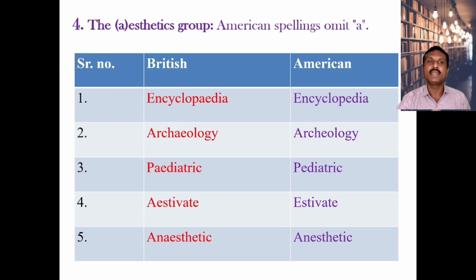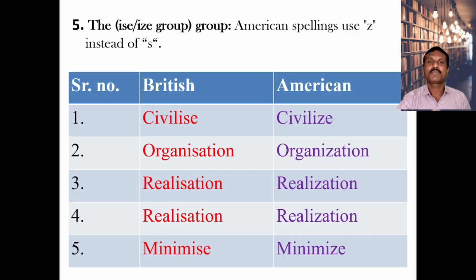The next group is the aesthetic group, in which Americans again tend to omit the A while British tend to use it. The first example is encyclopedia. The British spelling is P-A-E-D-I-A, while in American it is P-E-D-I-A. Similar is the case with all other examples, for example, archaeology, pediatric, estivate, and anesthetic.